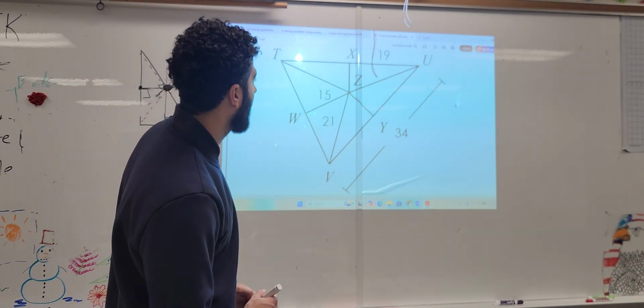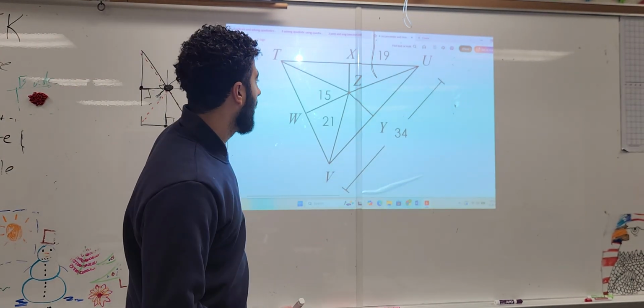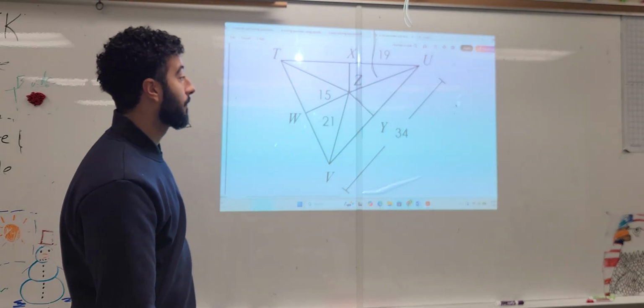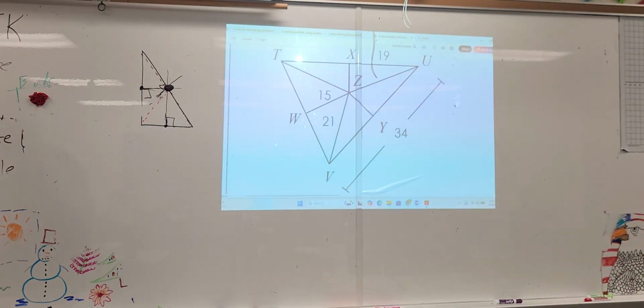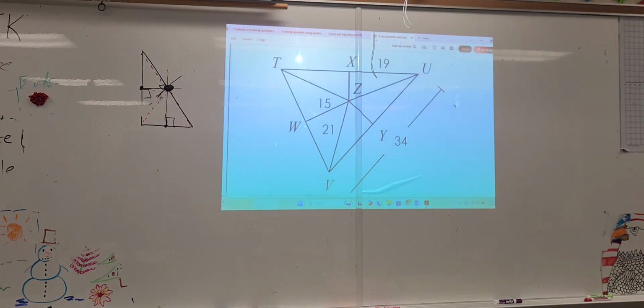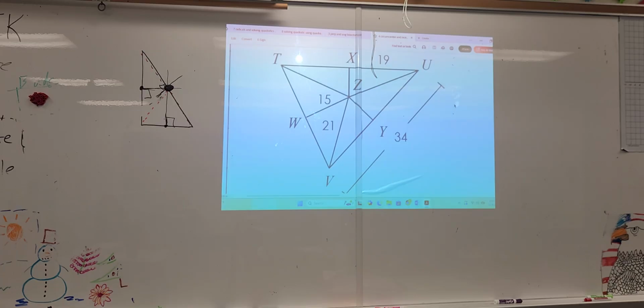Oh my goodness. Okay, well that's a Z right there. Okay, so let's fill in everything we know based off the fact that I think they tell you in the instructions, they would have to tell you, right? Z is the circumcenter of triangle TUV. Okay, so Z is definitely the circumcenter.